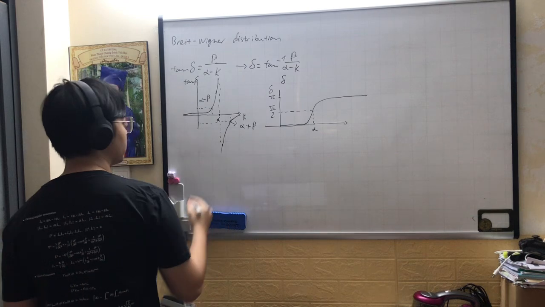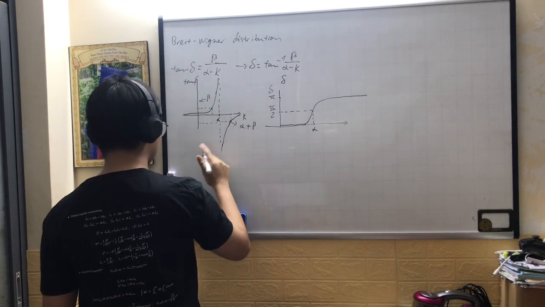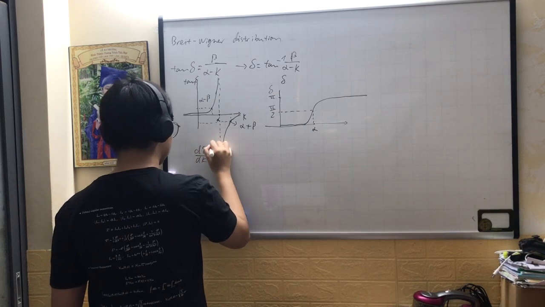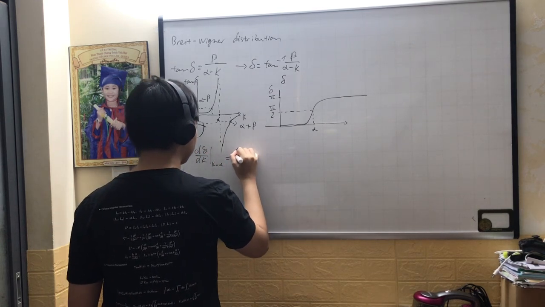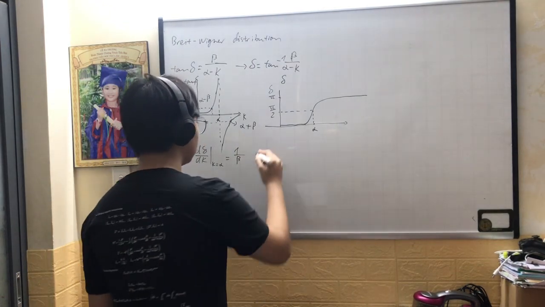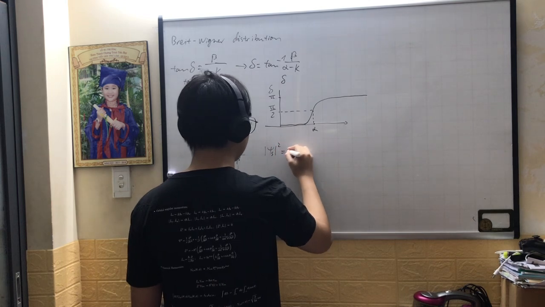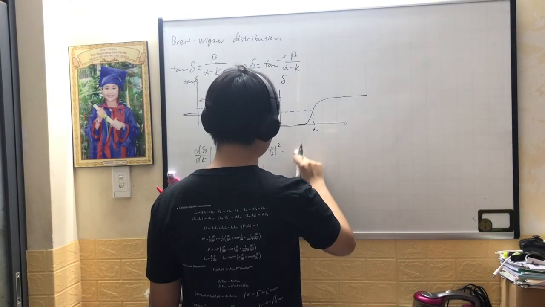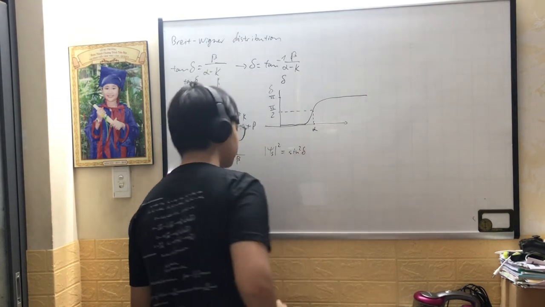Okay, so from that up here, you can also get the d delta dk at k equal to alpha would be equal to 1 over beta. Okay, next is our scattering probability density. This guy, we're gonna write it as sine square delta.